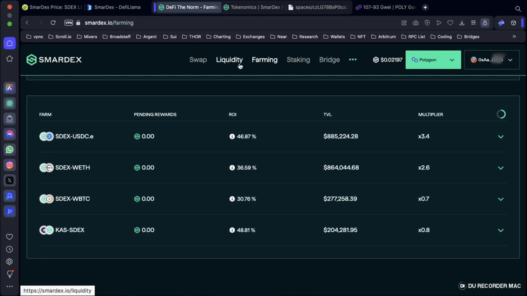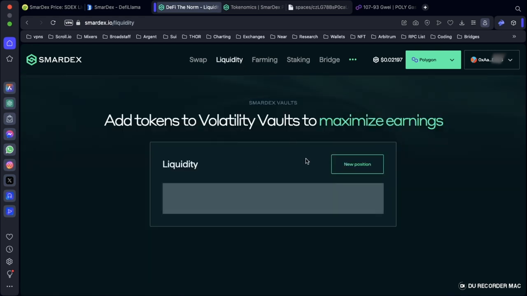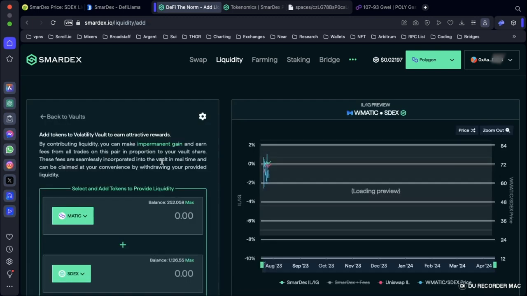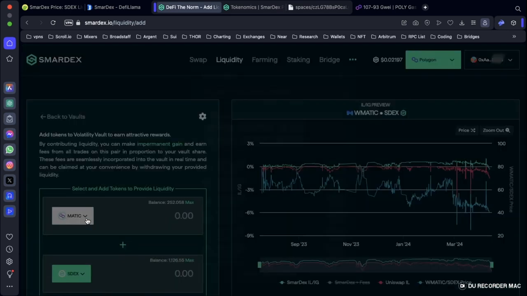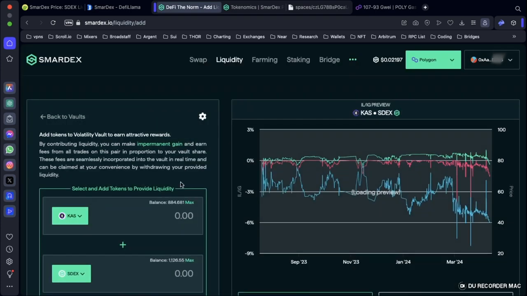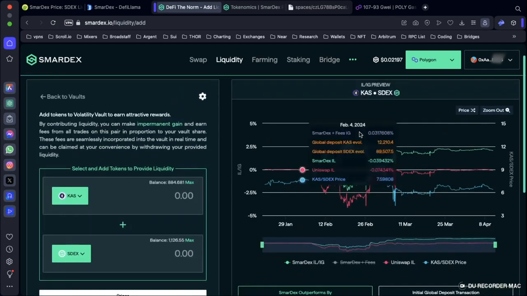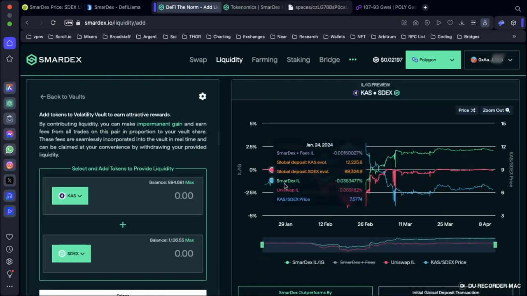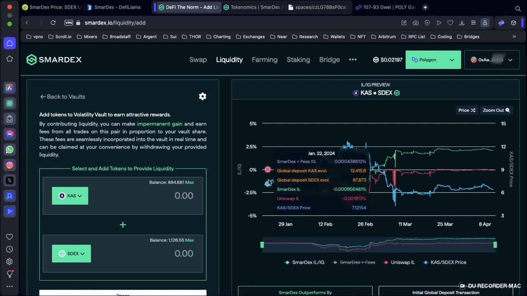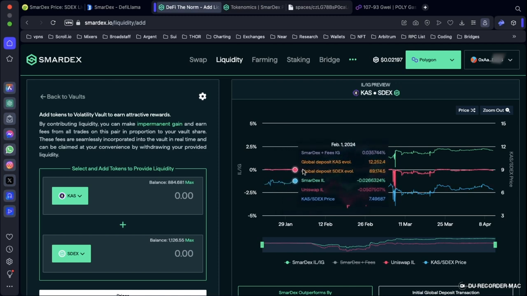Okay, so first thing we have to do is supply liquidity to the CAS SDEX liquidity pool. Typing Casper here, and the bottom is SDEX. On this page, you have the vault, and you have a nice little infographic that shows the impermanent loss and impermanent gains, compares SmarDEX to Uniswap, and also shows the CAS SDEX LP price over time.